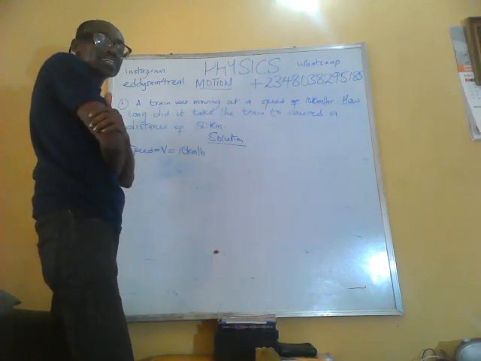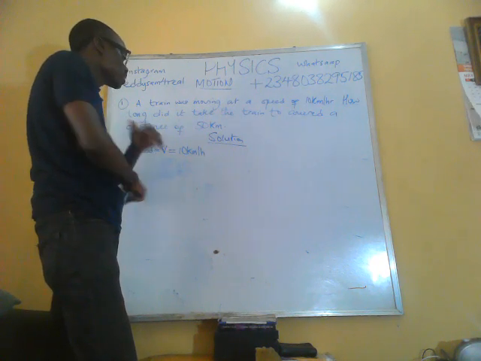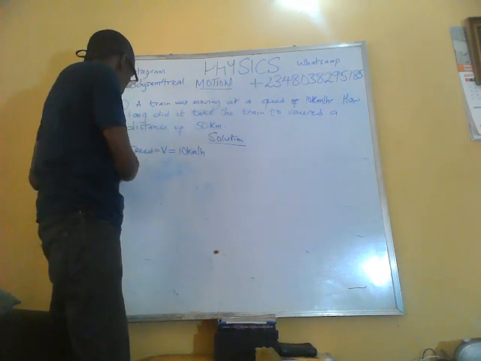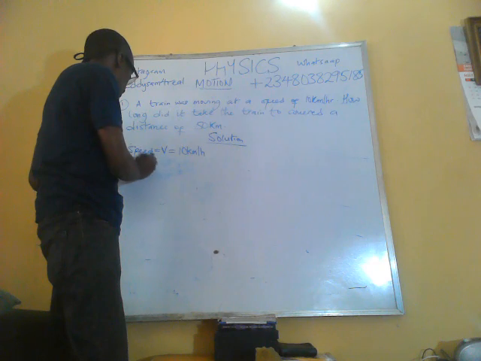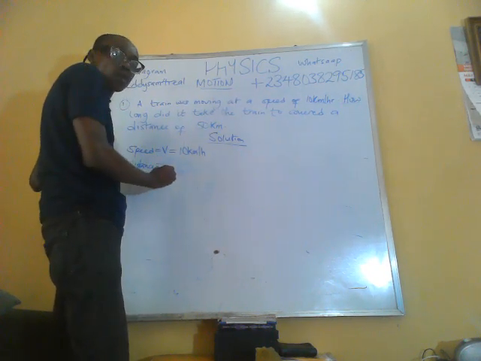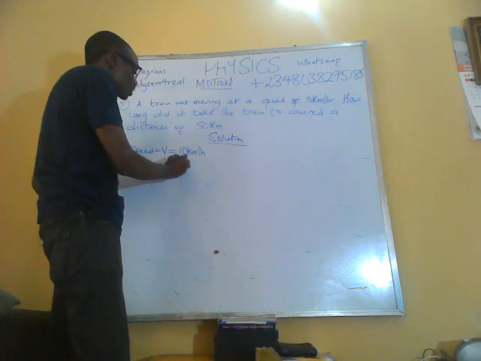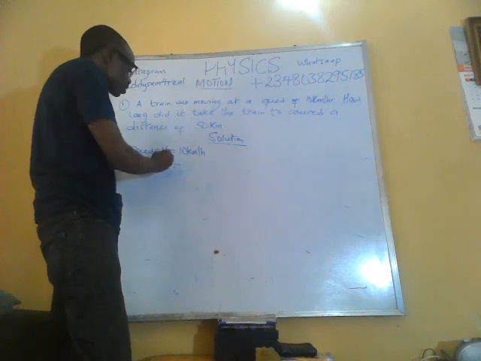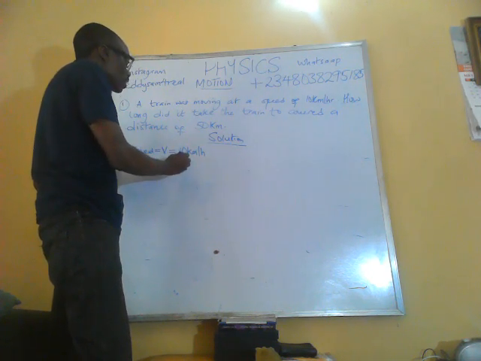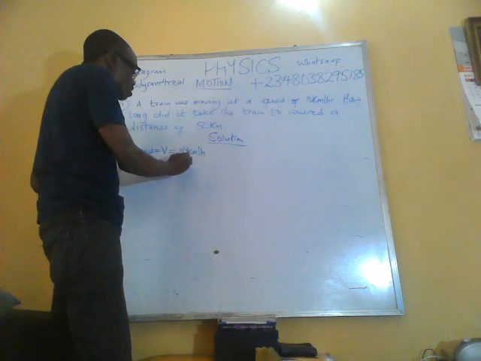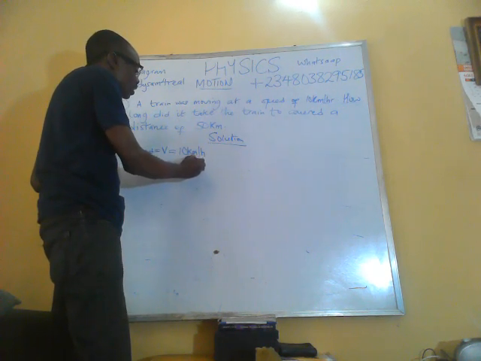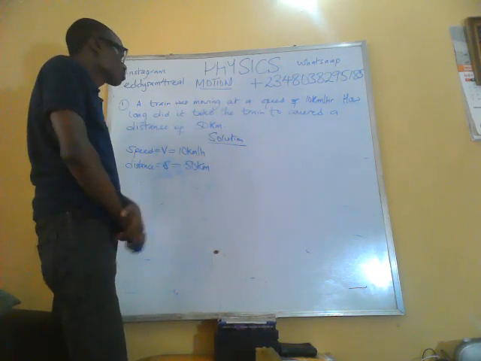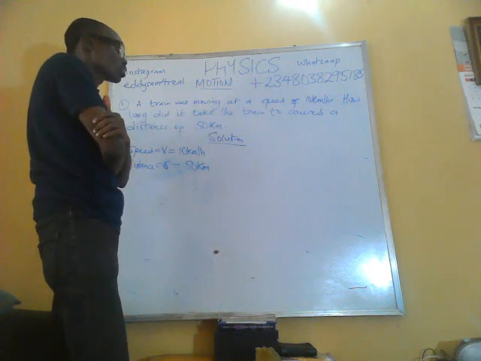How long did it take the train to cover a distance of 50 kilometers? So we are given the distance. In my calculations, we'll be using the symbol S for distance. So wherever you see S, know it stands for distance. S, the distance in this case, is 50 kilometers.